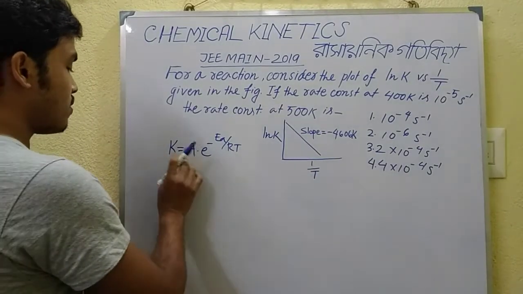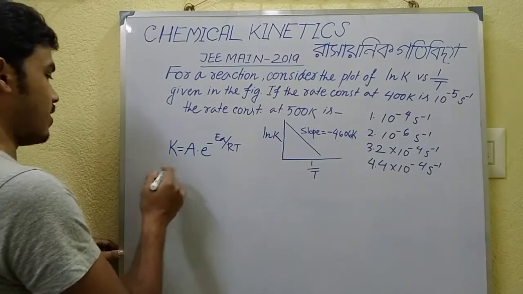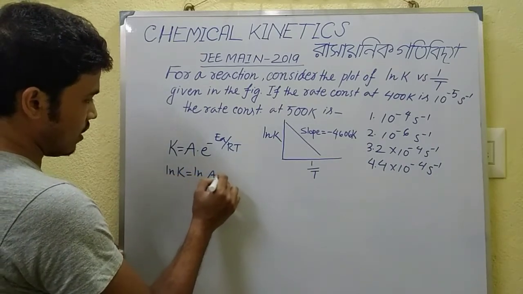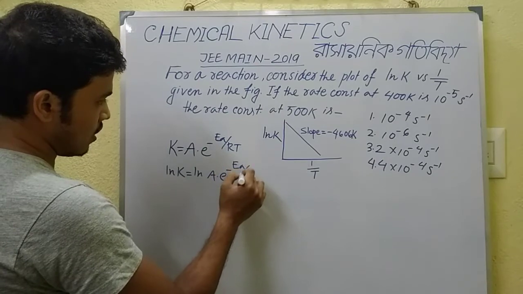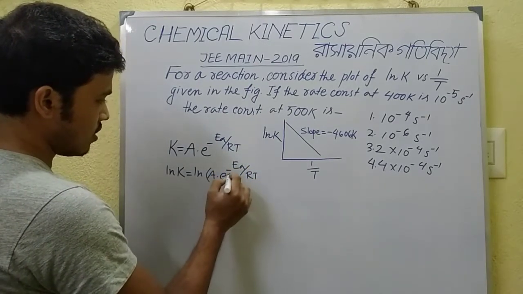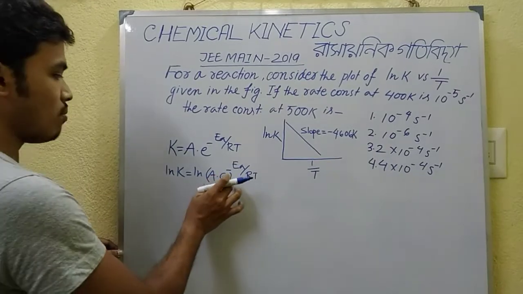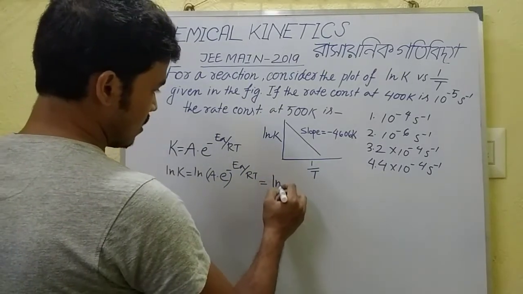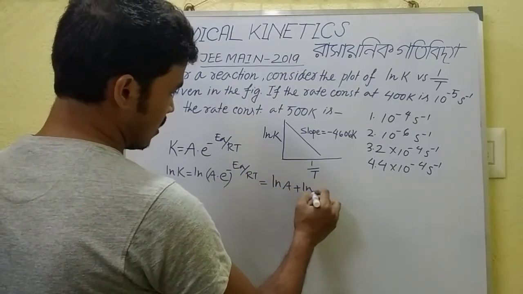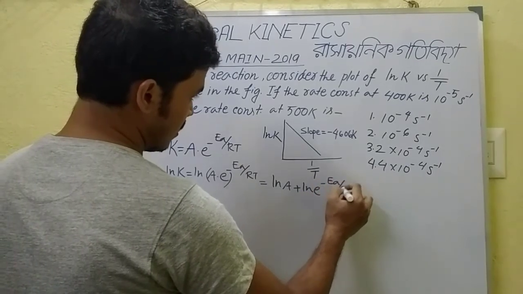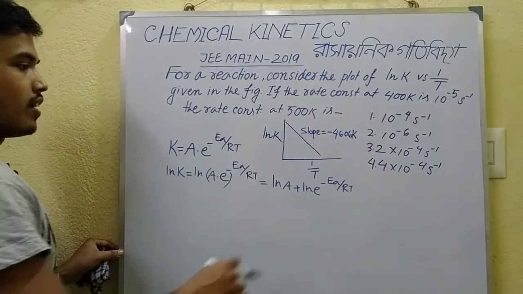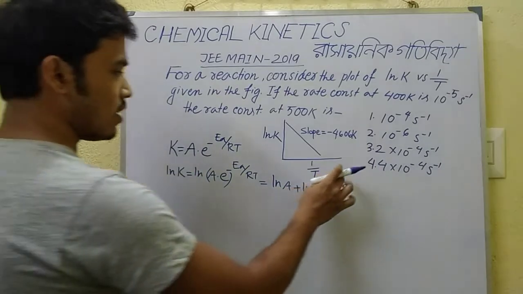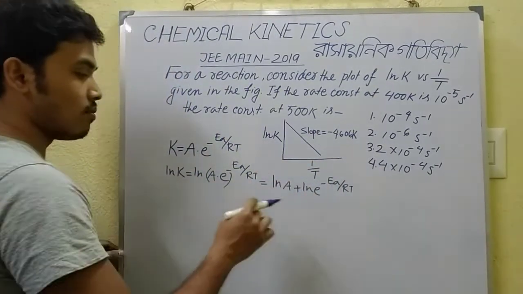Now we put the ln function on each side. So ln K is equal to ln of A into e to the power minus EA by RT. Here ln means log base e. These two terms are in multiplied form, so we can write it as ln A plus ln e to the power minus EA by RT. Again, this term is in power, and the property of ln or log says the power term can come in front of the actual term.